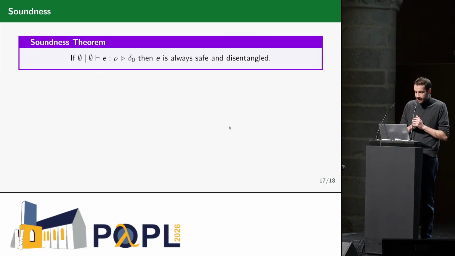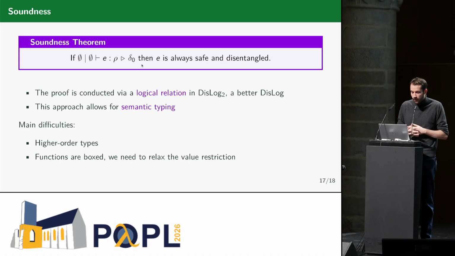Now, the soundness. So this is a sound type system. If we are able to type E at type rho with some initial timestamp delta 0, then E is always safe and is always disentangled. The proof is conducted via logical relation in DisLog 2, an improved version of the separation logic DisLog. So to every syntactical type derivation, we give a triple in DisLog 2. So this approach allows in particular for semantic typing. So if you have an expression that is not well syntactically typed, you can drop down to the program logic and actually give it a type.